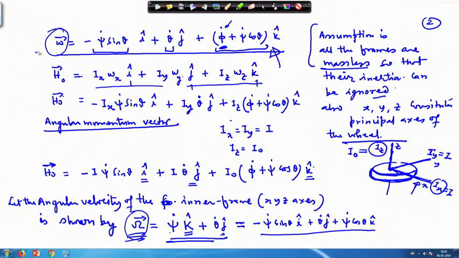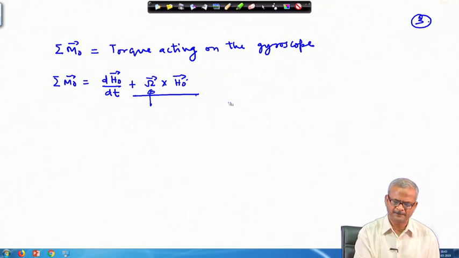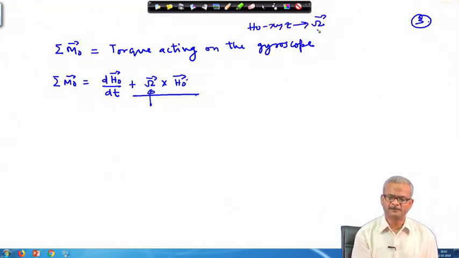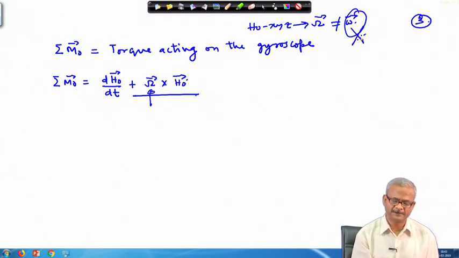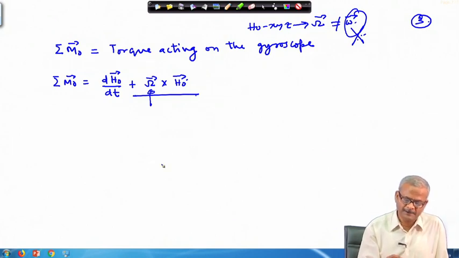So, if you write small omega in this place instead of capital omega, everything will be wrong. Because you have defined h 0 in the x y z frame, and this x y z frame is rotating at capital omega, which is not equal to small omega. So, including this will be completely wrong. So, we are not going to use that part.